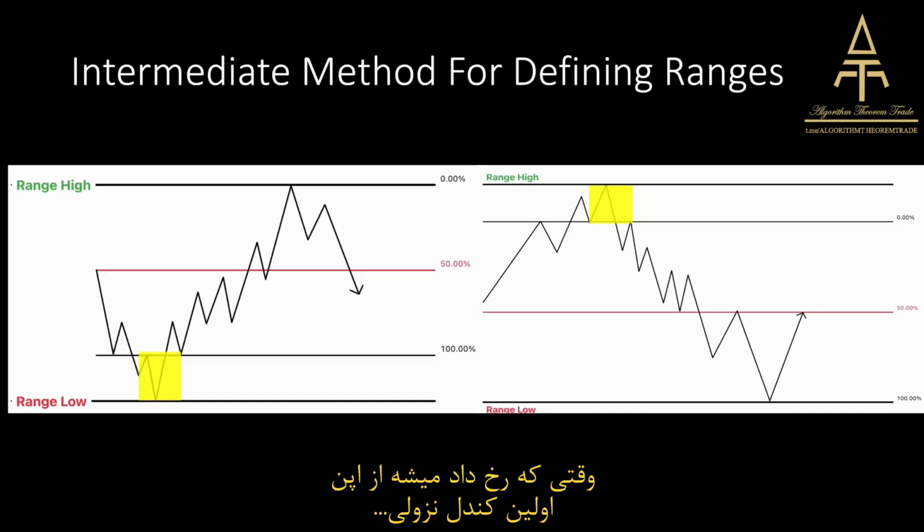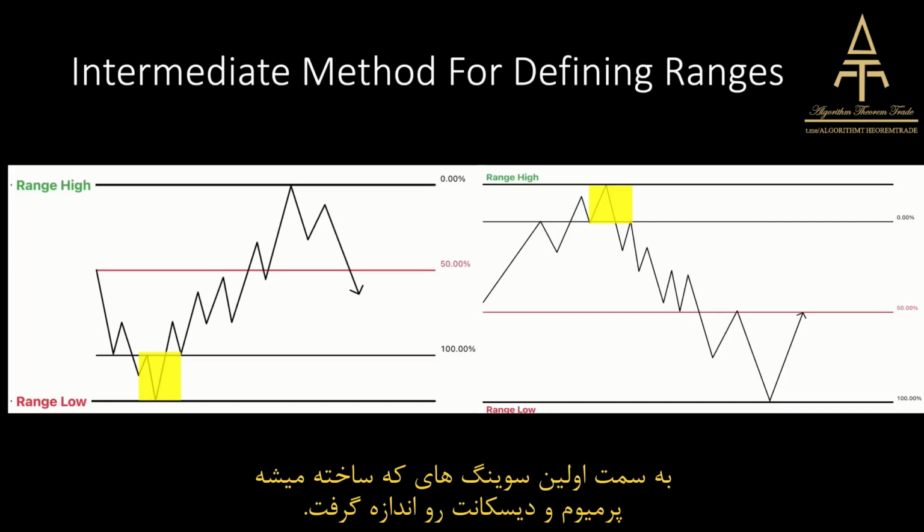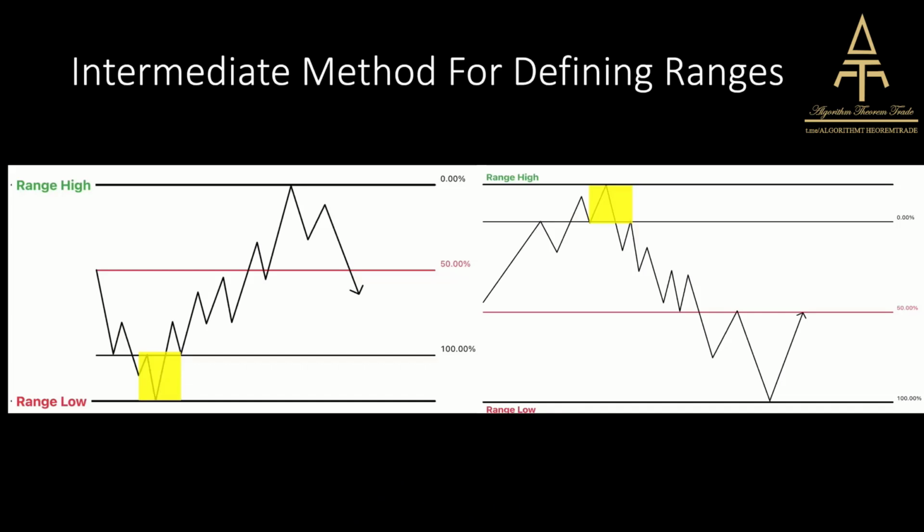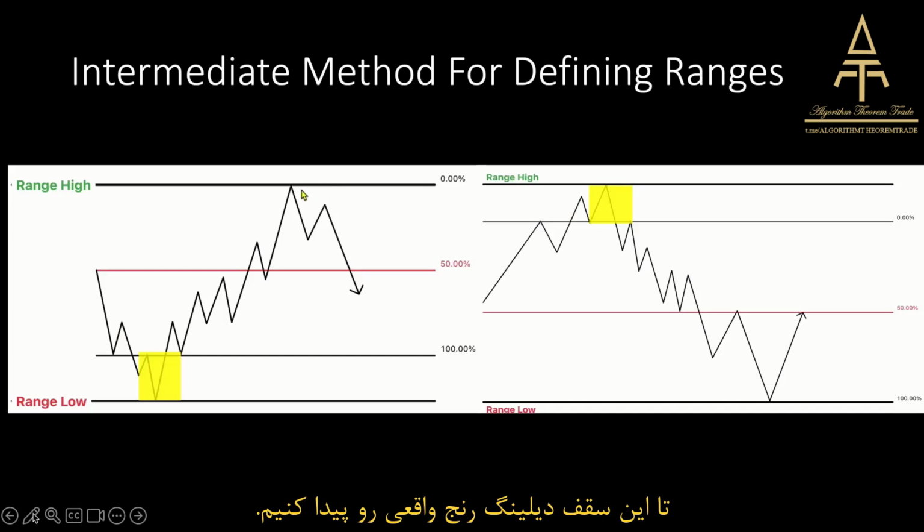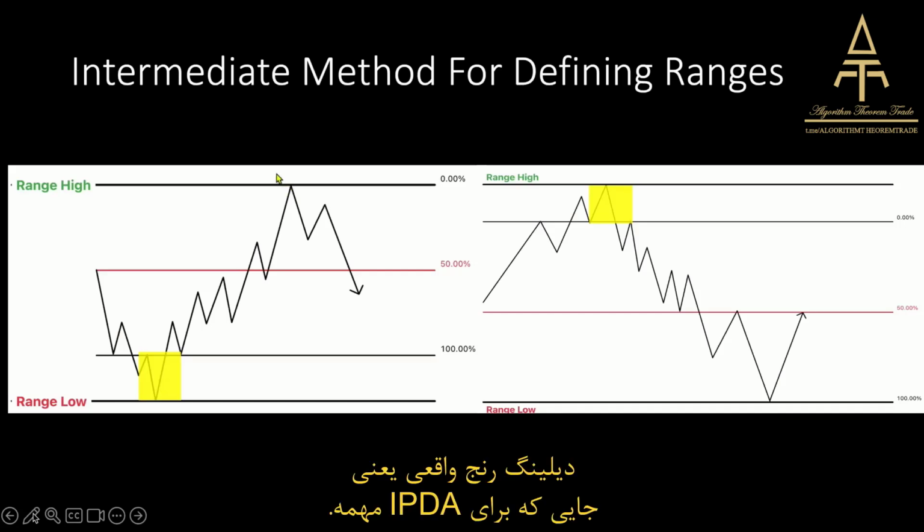When this occurs, we can anchor from the open of that first down close candle to every single swing high or short-term high that forms after that, and we can measure premium to discount. We can measure dealing ranges. Meaning, for example, we can anchor from this open right here all the way to this high, and then we can see what the true dealing range is. The true dealing range being the range that IBDA will look to refer to.